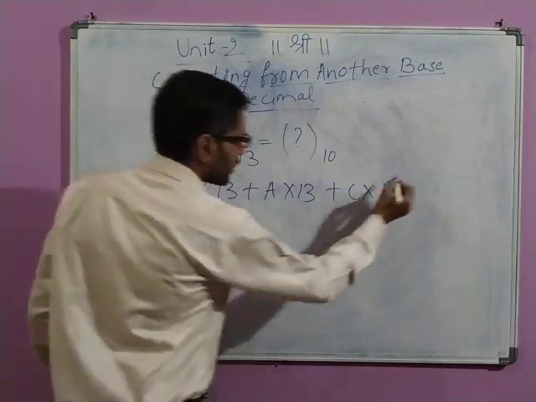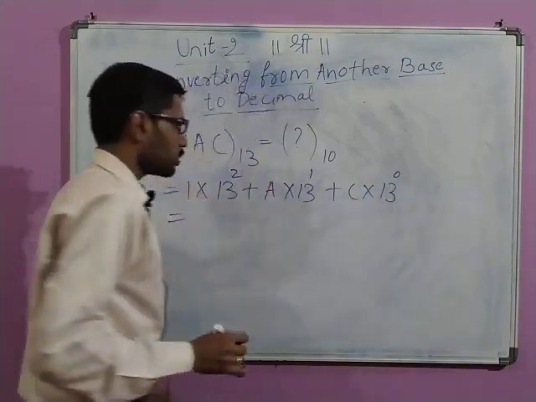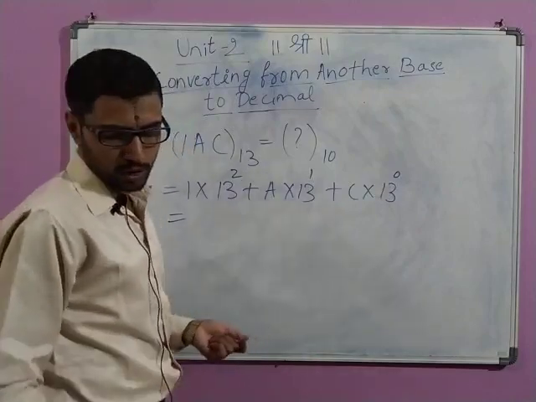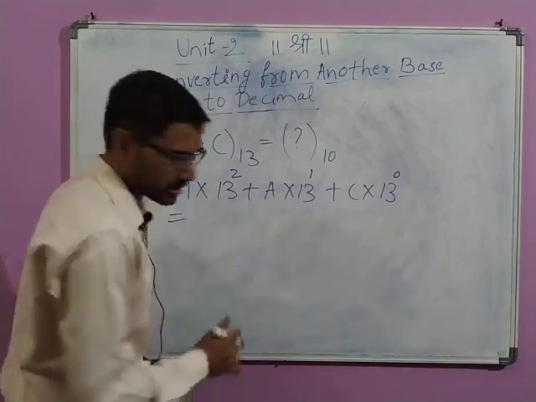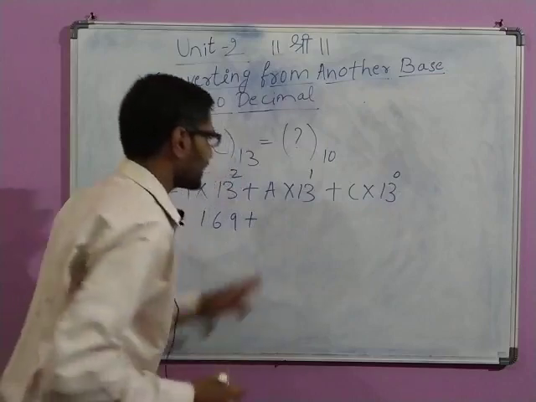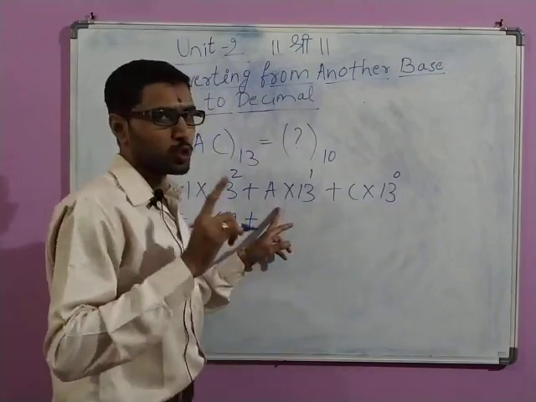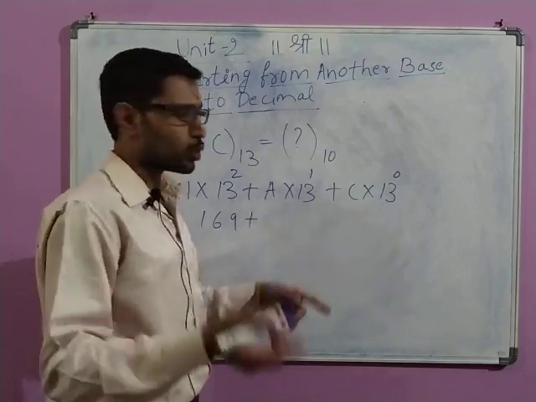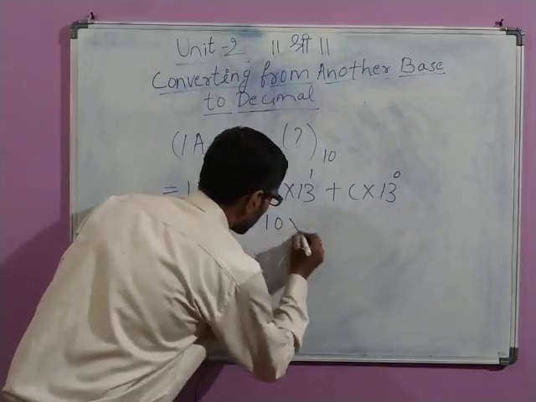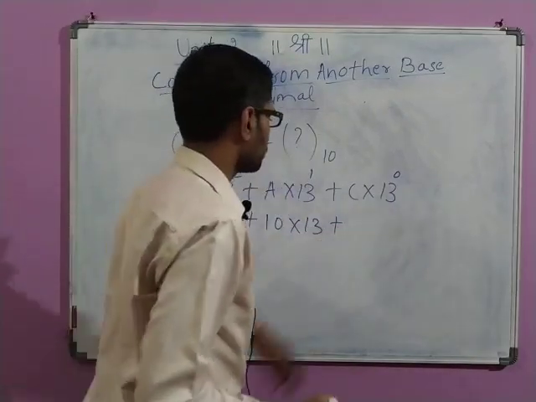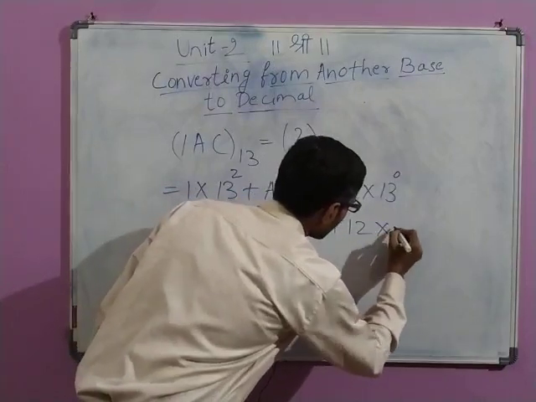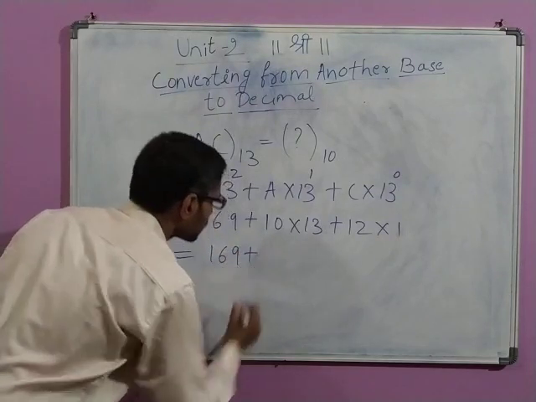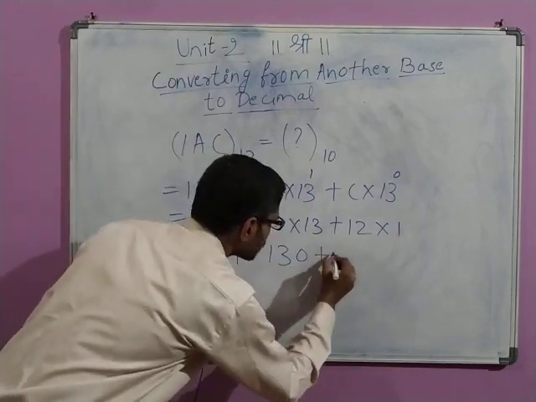So 13 raised to 0, 13 raised to 1 and 13 raised to 2. For initial problems you can do it like this, and later on you can directly take their values. So 13 square is 169. And what is A? See, in decimal we only have 0 to 9. After that, if I want 10, I will use A. For 11 I will use B and so on. So A stands for 10. So 10 into 13 plus C. C is 12. 12 into 13 raised to 0, which is 1. So this will be 169 plus 130 plus 12.